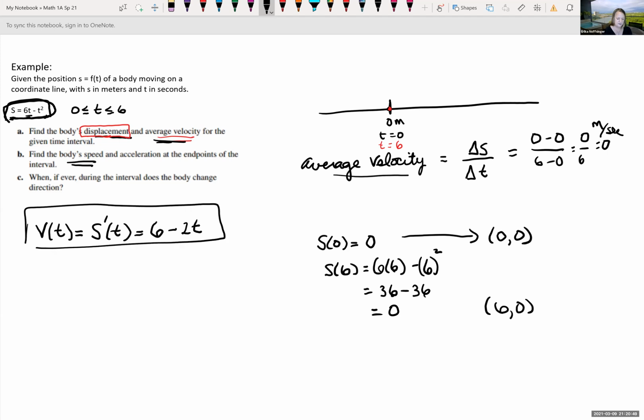And it wants to find the body's speed at the endpoints of our interval. So let's look at it. When we start at t equals 0 seconds, v of 0 equals the derivative of our function at 0, which is equal to 6 minus 0, which is equal to 6 meters per second.